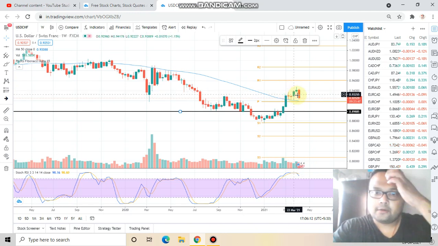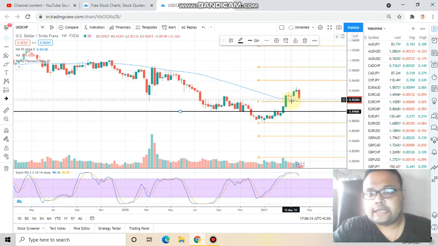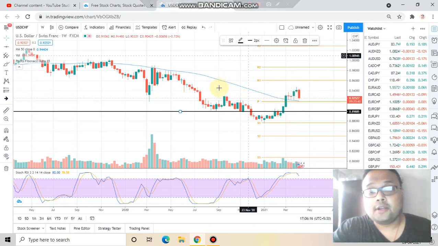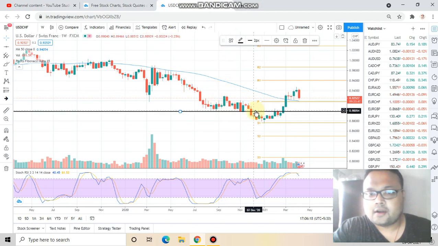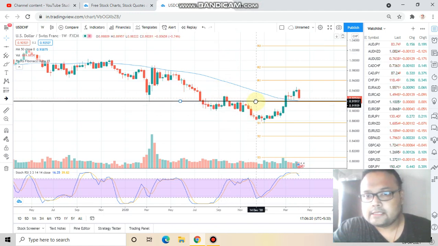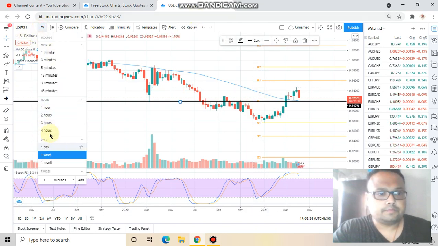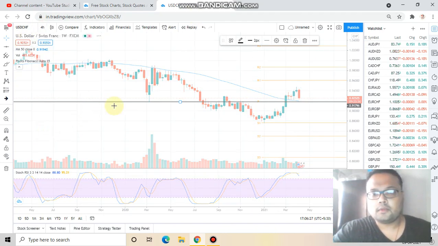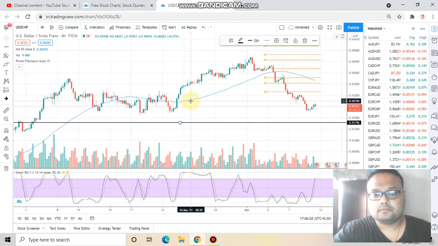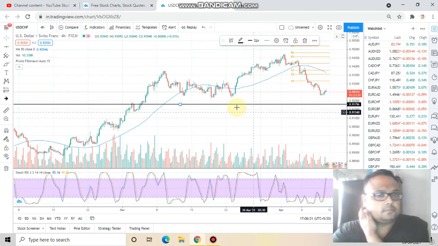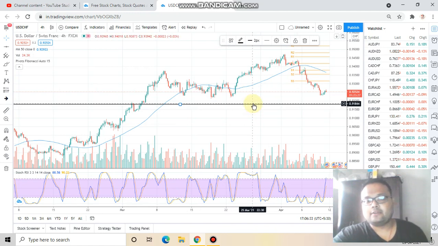As of now, we can see that the next available support on the weekly chart is quite far away. This is the next available support on the weekly chart.